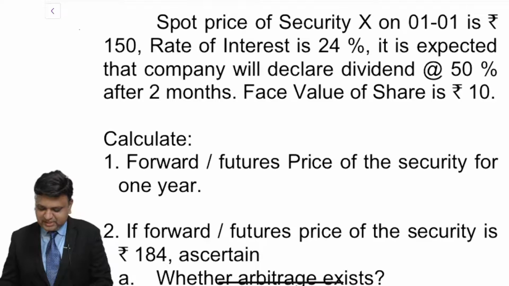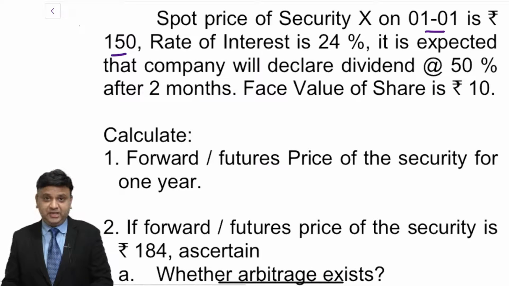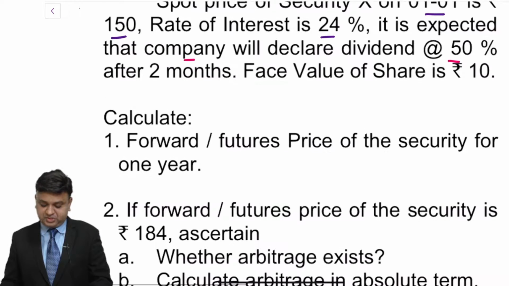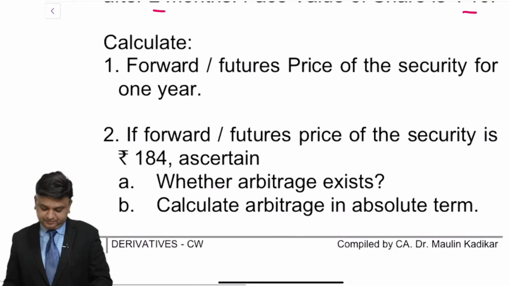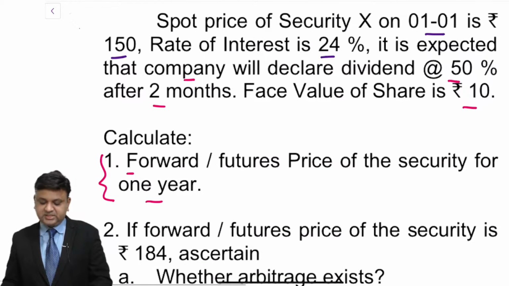Spot price of security X on 1st of January is rupees 150. Rate of interest is 24%. It is expected that the company will declare dividend at the rate of 50% after 2 months. Face value of the share is rupees 10. The first question is calculate the forward/futures price of the security for a time period of 1 year. That is the question.